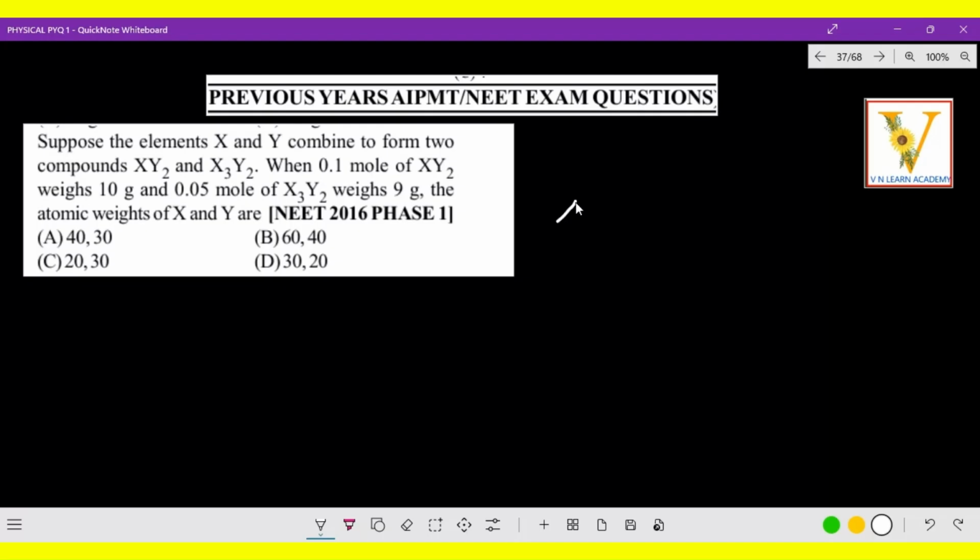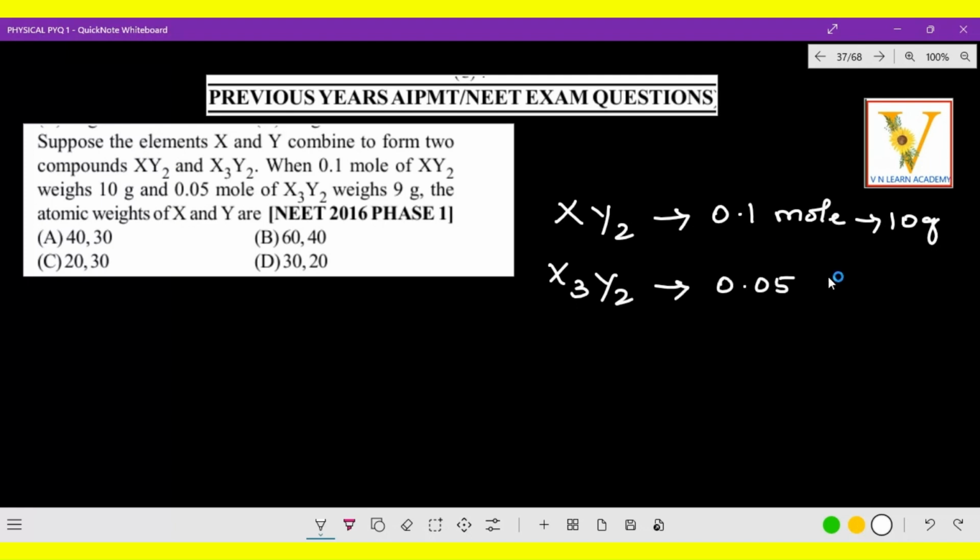First, XY2: the number of moles given is 0.1 mole, and the mass given is 10 gram, right? That is what it has mentioned. In the same way, X3Y2: 0.05 mole, and the mass is 9 gram, right? Now we have to identify the atomic weights of X and Y. Let us consider small x and small y so that we can easily analyze the answer.